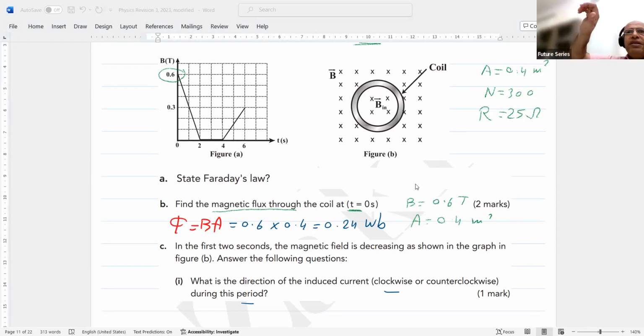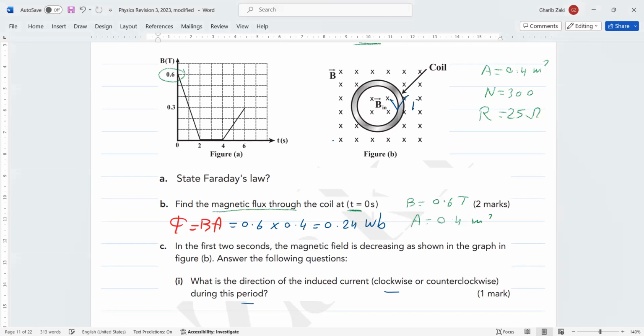Okay, guys, now can you see here? Because it's into the page, this thumb represents the field. Cross means into the page. And this is the direction of the current. So it's what here? It's clockwise. So the direction is clockwise. So this is the direction of the field in the ring. Why don't we say opposite? Because he said no movement. So now the direction here is clockwise.